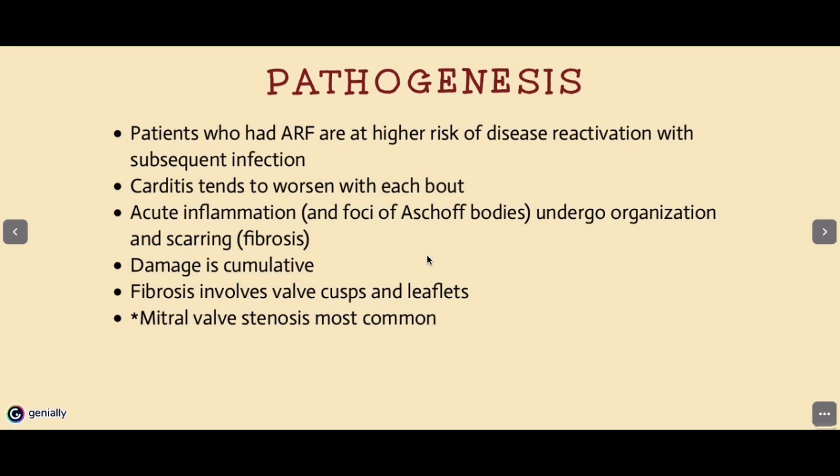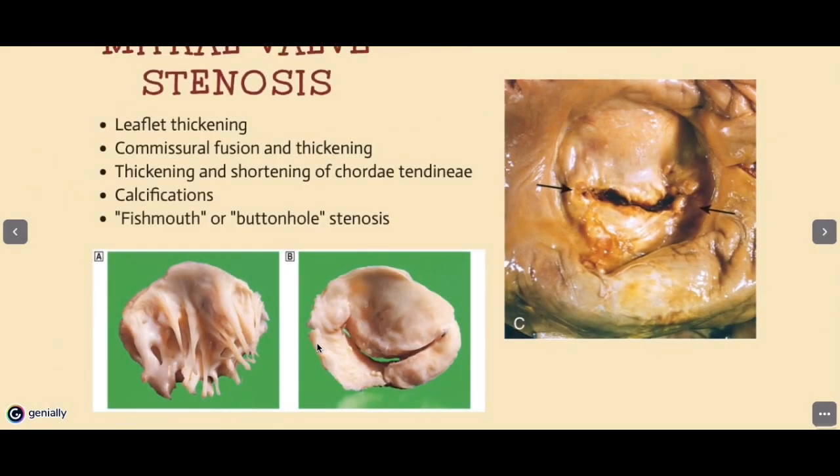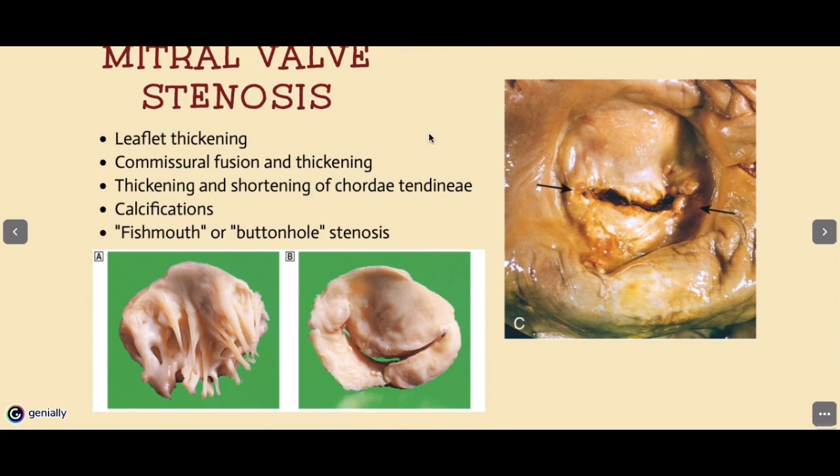So fibrosis that occurs often involves the valve cusps and leaflets, and as I mentioned earlier, mitral valve stenosis is the most common abnormality in this setting. So what does mitral valve stenosis look like? There are a few characteristic features of mitral valve stenosis in rheumatic heart disease. Number one, there is often leaflet thickening. So individual leaflets of the mitral valve are thickened. There is commissural fusion and thickening.